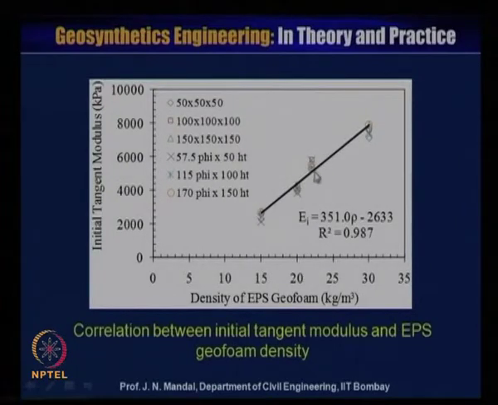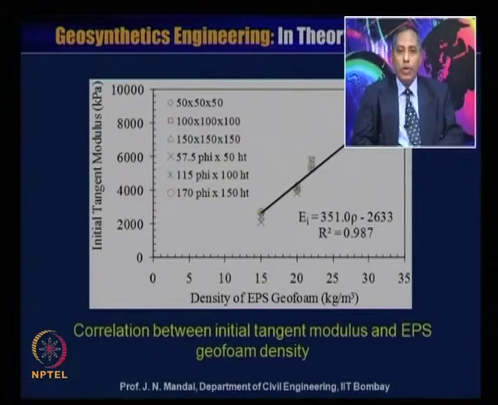and from this you can establish an equation between the density of the EPS geofoam and the initial tangent modulus. The established equation is EI equals 351.0 times rho minus 2633, with R square equal to 0.987, where EI is the initial tangent modulus and rho is the density of the EPS geofoam.